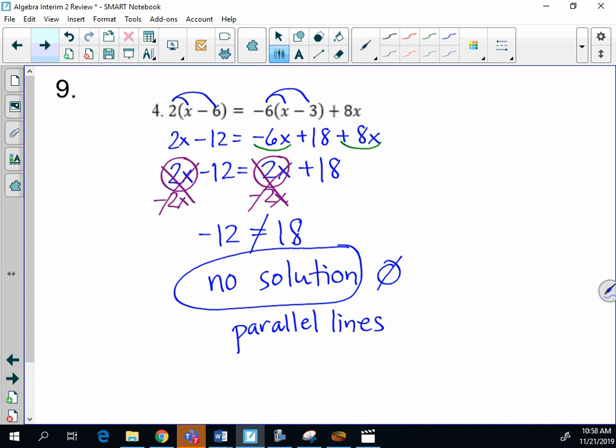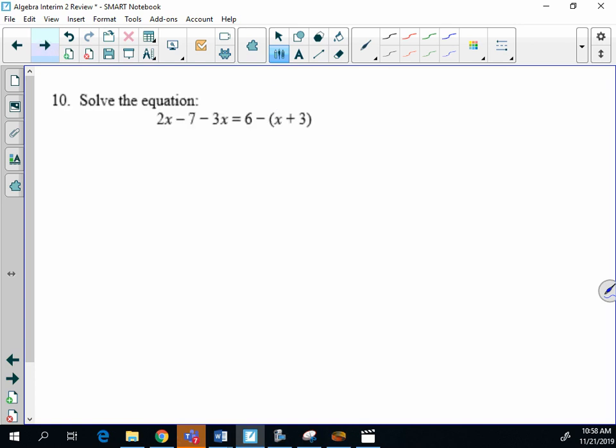Let's look at number 10. Solve the equation. Oh, and by the way, on 9, you should match up with the letters that were on your review. Number 10, let's see what we can combine or distribute. On the left side, I have 2x minus 3x. That will be negative x minus 7.